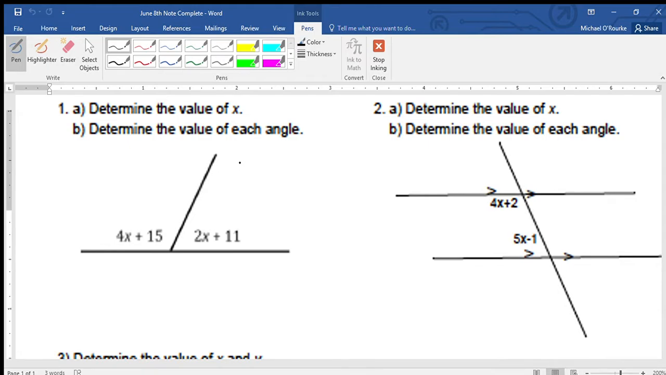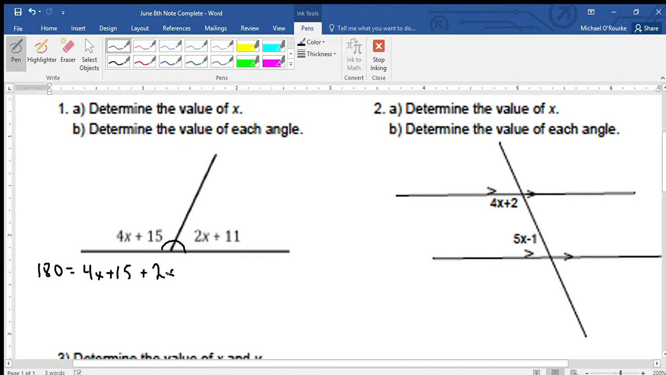Then, using that value, determine the value of each angle. Okay, so if we look here, we have a straight line. So we know that the straight line equals 180. 180 equals these two angles added up. So simply, because if that was 40 and that was 140, we just add those up having the 180. But it's not. It's 4x plus 15 plus 2x plus 11. Okay?